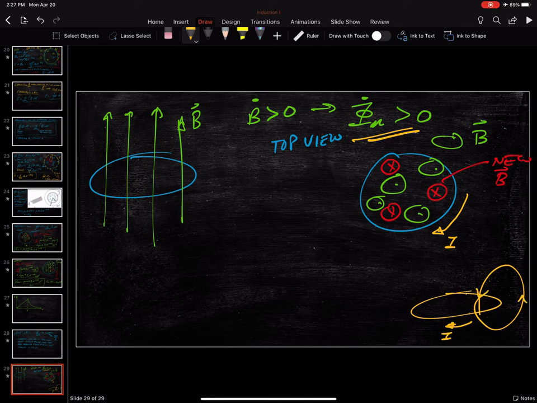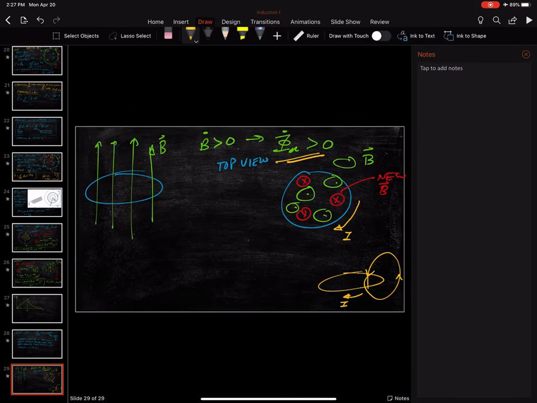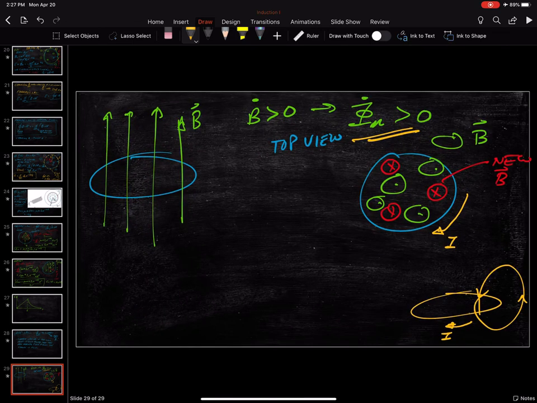Okay, goes out of the page, then when it goes into here, it points in. Okay, that's the idea. So again, the whole idea is we induce a current, and that current creates this new magnetic field, and that new magnetic field fights the change of this current. Okay, fights the change of that magnetic flux.